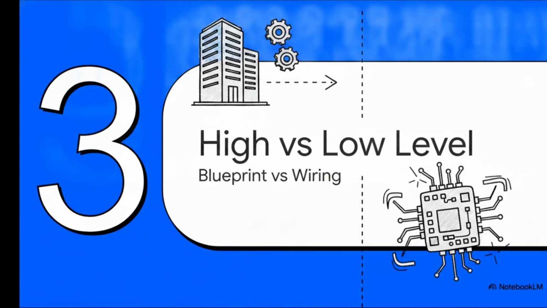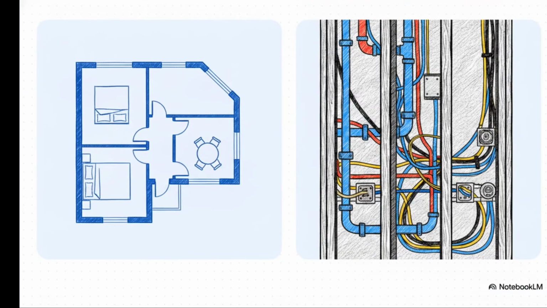Section 3, high level versus low level, blueprint versus wiring. Now, what's really interesting about this next slide is how it breaks down these two incredibly important concepts. To separate the planning process, the source material uses this brilliant analogy of building a house. High-level design, or HLD, is your overarching blueprint. You know, the architect's sketch showing the big picture of the whole property.